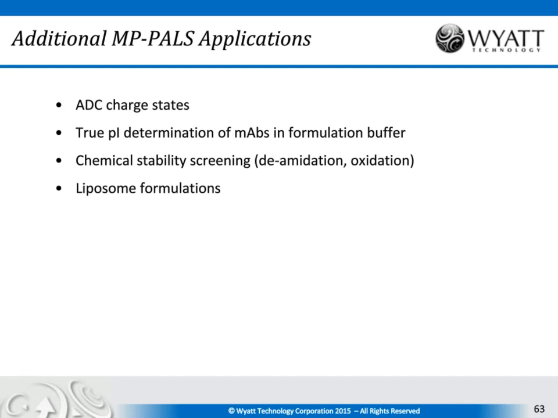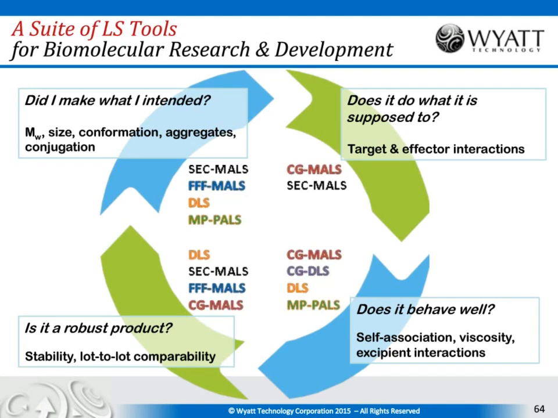So I'd like to wrap this up now. Coming back to the diagram I showed you at the beginning, now we can tie it all together. We have an understanding of what all these acronyms mean. These are all the different light scattering tools, combining different types of sample prep and delivery with one of the three flavors of light scattering in order to answer your essential biophysical questions. Did you make what you intended? Does it do what it's supposed to do? Does it behave well? And is it a robust product?